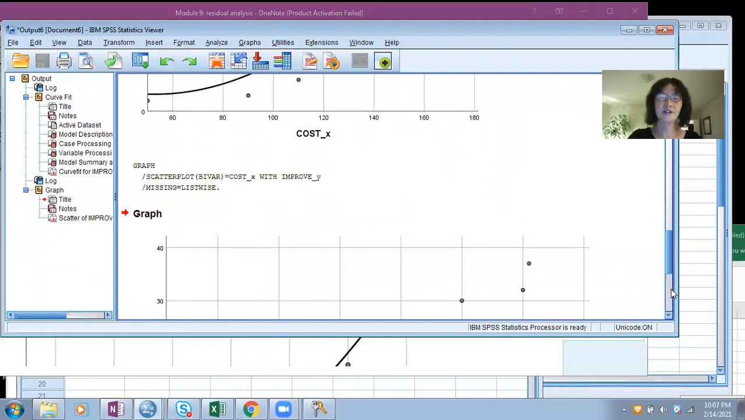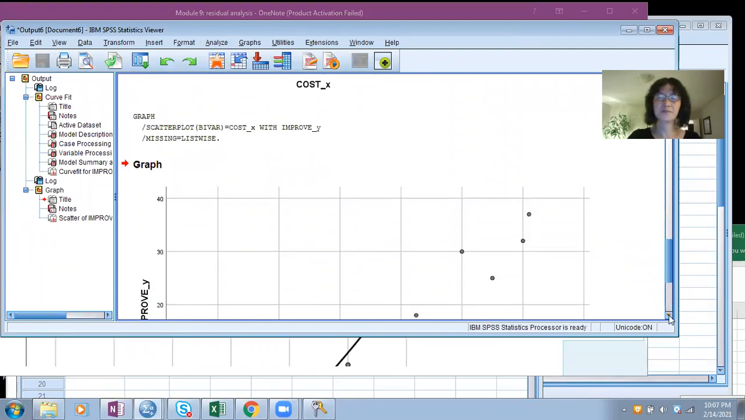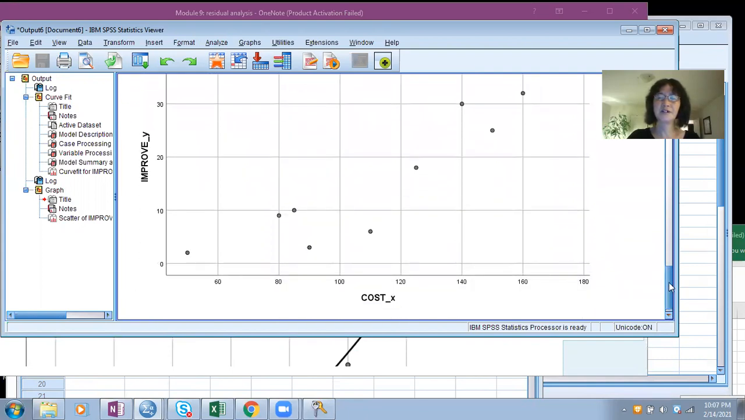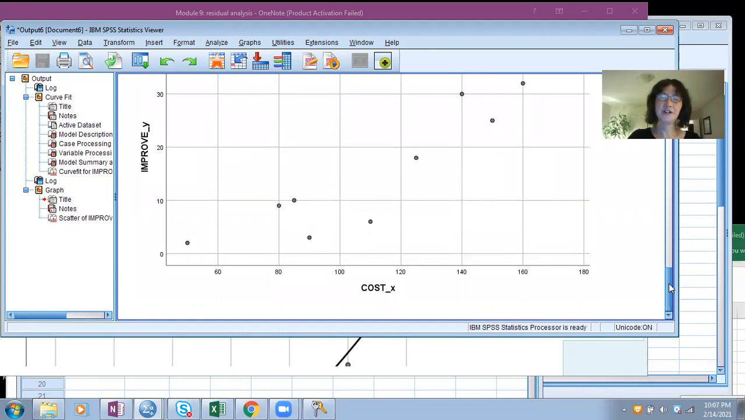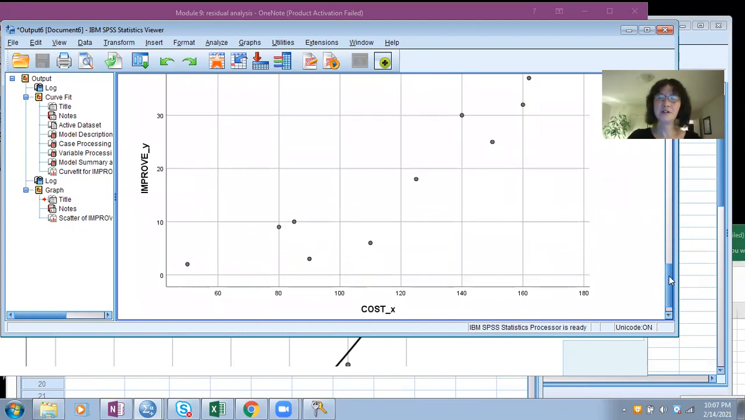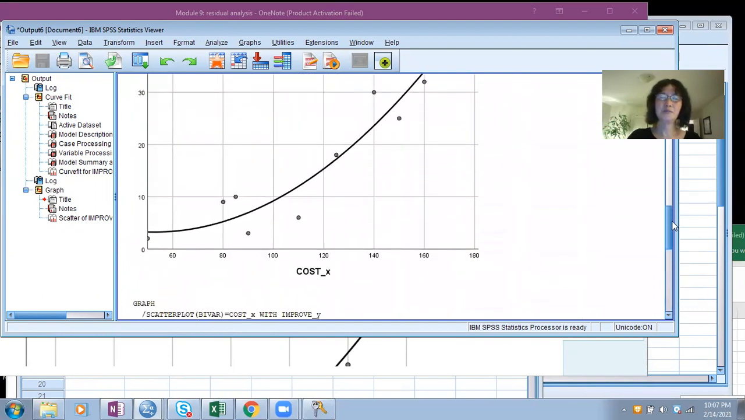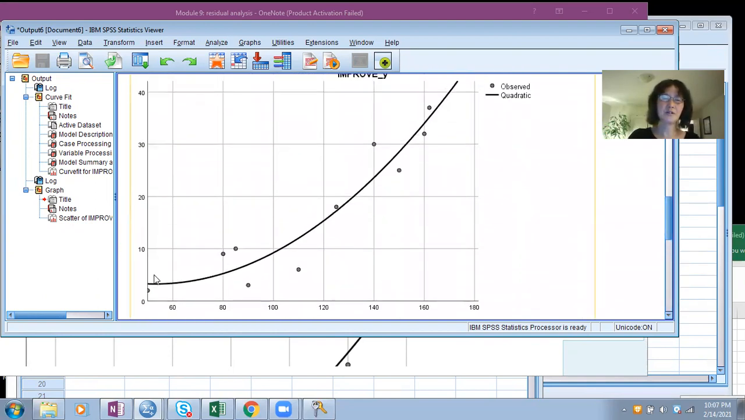So this is the scatter plot. And this scatter plot is modeled by this curve here, a quadratic curve. But how do we produce a residue plot?